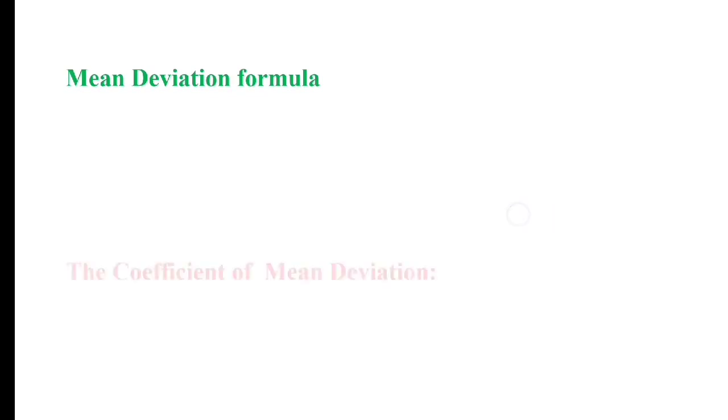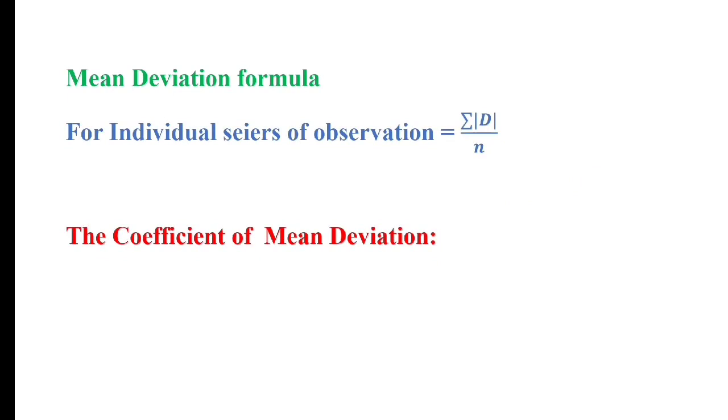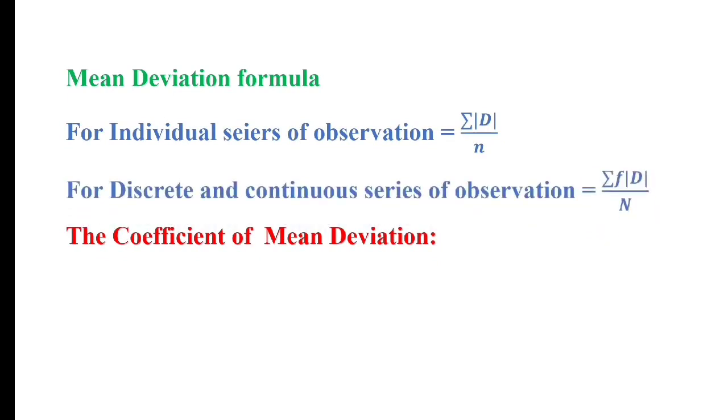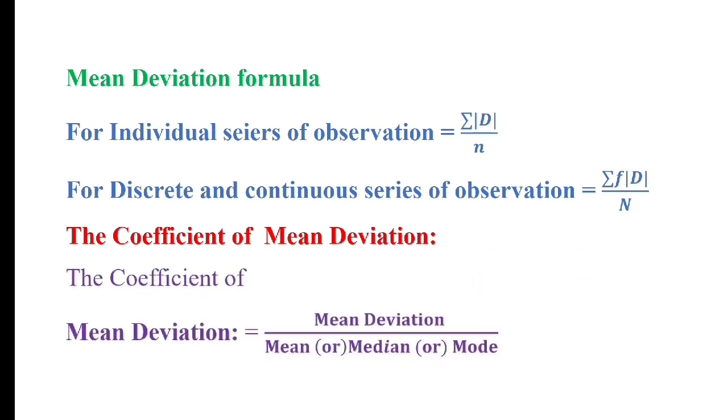Now the mean deviation formula. For an individual series, mean deviation is summation d divided by n. For discrete and continuous series of observations, it is summation f d divided by n. The coefficient of mean deviation equals mean deviation divided by mean, median or mode. This is how the formula is used for all three different types of data or observations. Now we are going to see the next part, the merits and demerits.